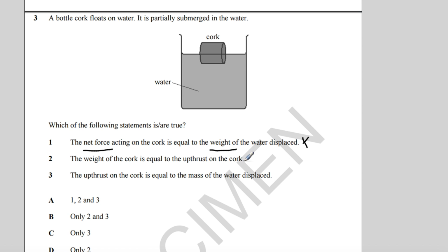Option 2, the weight of the cork is equal to the weight of the upthrust. So that's saying that the downward force from the weight is equal to the upward force of the upthrust, which is true because when they're equal, it means that the resultant force is 0, or the net force is 0, and it wouldn't be accelerating, which is obviously the case. Option 3 is the upthrust of the cork is equal to the mass of the water displaced. Now that's nearly true. If this word here was the weight, then it would be true.